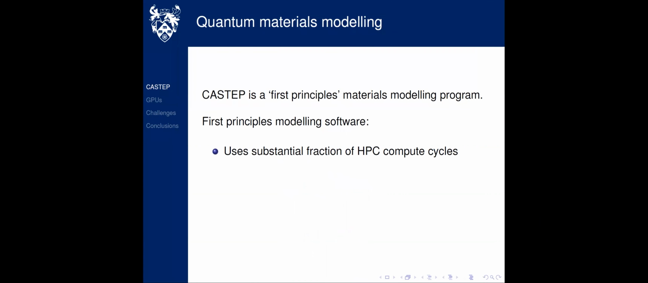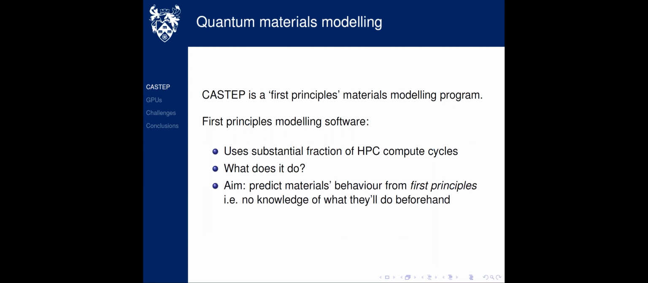So first, a little introduction about CASTEP. CASTEP is what we call a first principles materials modeling program. You might see first principles materials modeling software on an HPC facility near you. It might be CASTEP, it might be Quantum Espresso, it might be VASP, it might be Abinit. There are various implementations, but between them, they use a substantial fraction of HPC compute globally. In the UK, where I am, it uses about 40% of the compute cycles of the national machine. So a reasonable question to ask is, if it's using 40% of our resources, what does it actually do?